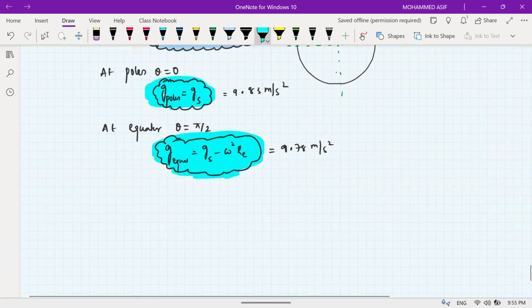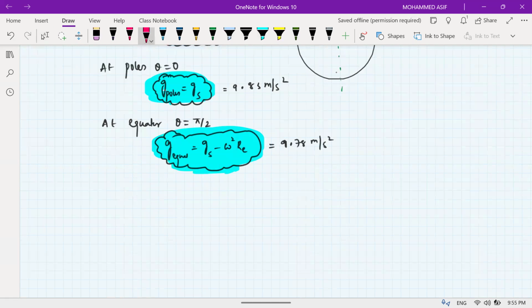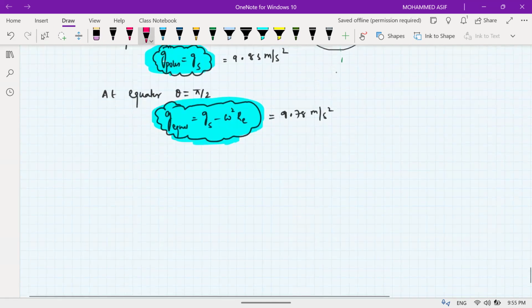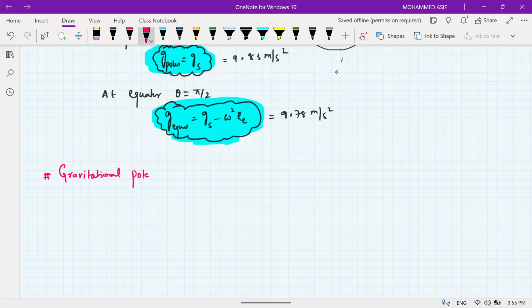Next one. Gravitational potential energy formula. Gravitational potential energy is represented by the letter U. Tell me, what will be the energy formula, beta? U is equal to minus capital G, mass of the earth, mass of the object divided by R. This will be the potential energy.